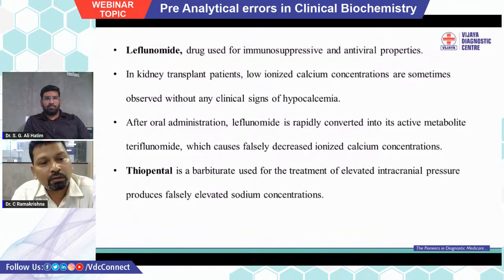Then in neurosurgical units, thiopental sodium is administered. It is used for raised intracranial pressure. Thiopental causes abnormal sodium levels.